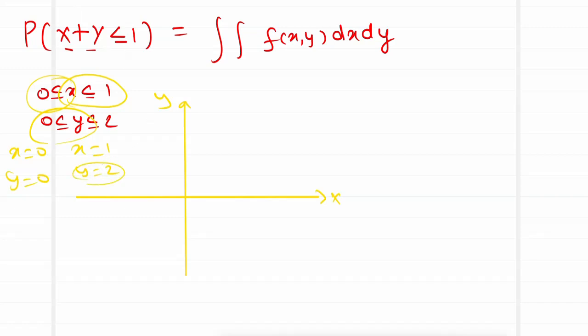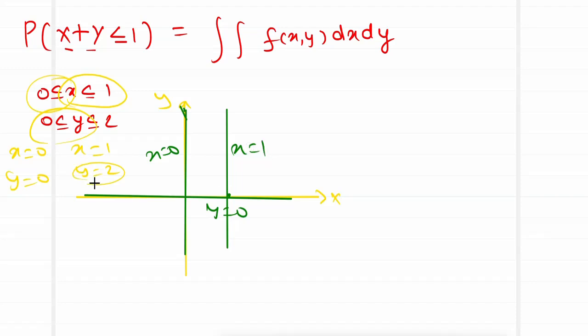So my boundaries are going to be x equal to 0, which is my y-axis, and y equal to 0. So this is fixed now. Now comes the next line, which is x equal to 1. This is going to be my line x equal to 1, at 1 unit and parallel to my y-axis.